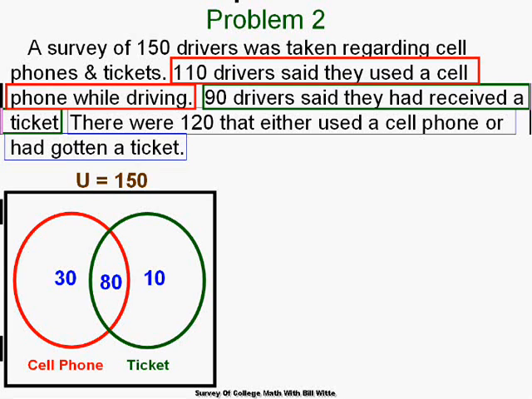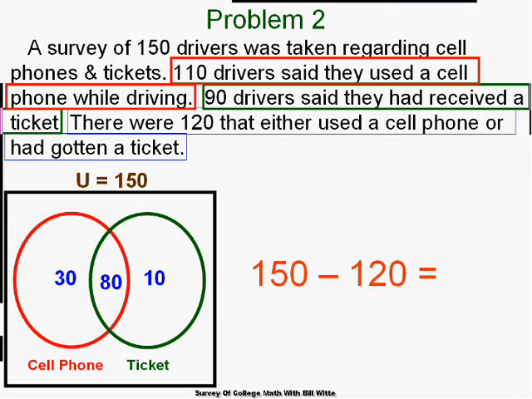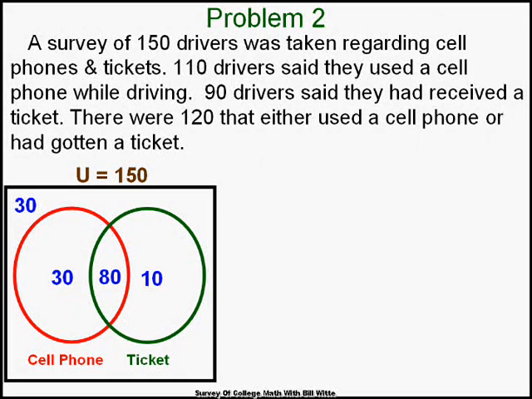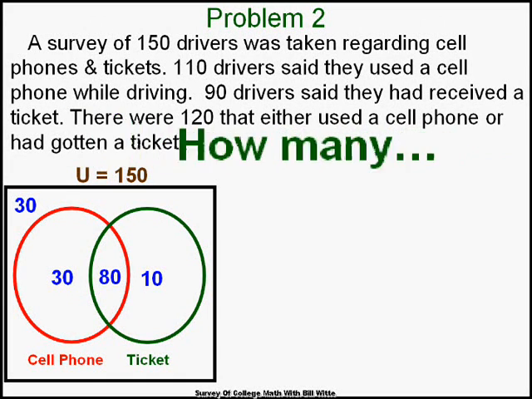And son of a gun, I'm checking there. I can see 120 used either a cell phone or had gotten a ticket. And son of a gun, 30 plus 80 plus 10 does equal 120. I can figure out this area, knowing the universe is 150, by subtracting the 120 from the 150. And now that I've got every area filled in, boy, is this great! I can answer all the questions. Couldn't have done it without the inclusion-exclusion principle, though.